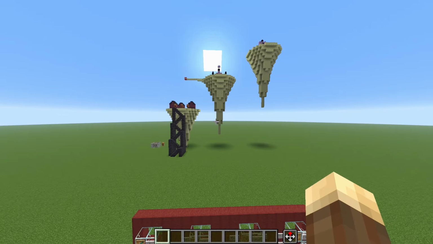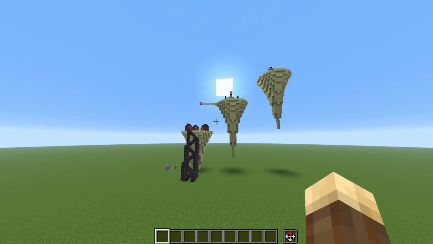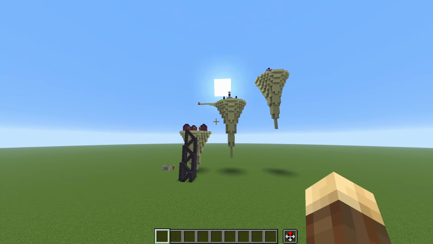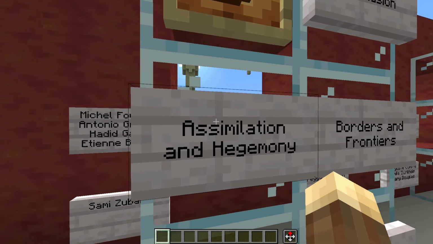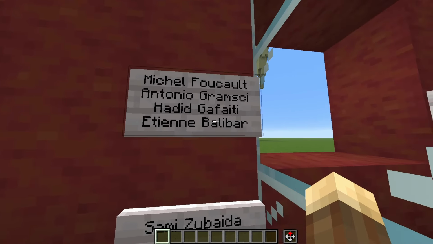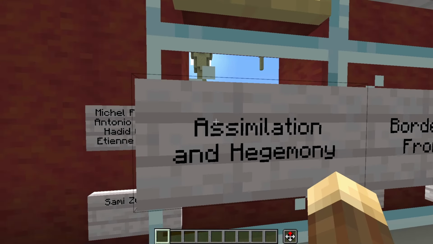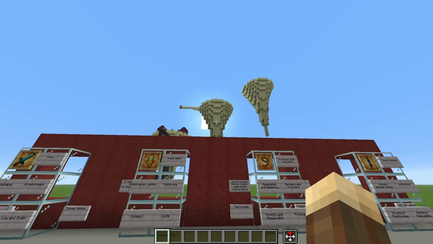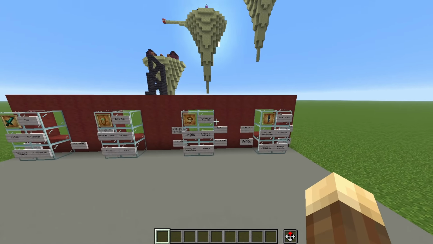In times when there is a big power shift in society, you might see the hegemony come to include more people or fewer people. The other idea that I put on this sign here is assimilation, and this is tied to philosophers like Hadid Ghafaiti and Etienne Balibar. So assimilation is basically the process where people come into the hegemony. Assimilation is that inclusion part of inclusion and exclusion.